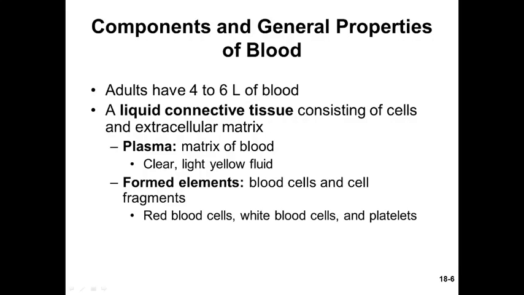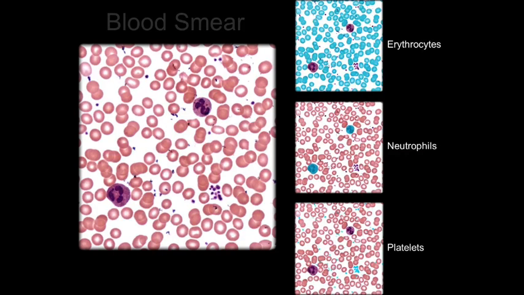The average adult has between 4 and 6 liters of blood, and of course the liquid portion is the ground substance, the plasma, which is a very clear, lightish, yellowish colored fluid. Everything else is referred to as the formed elements, which includes the red blood cells, the white blood cells, and the platelets.